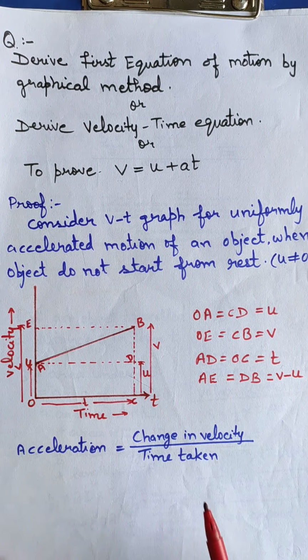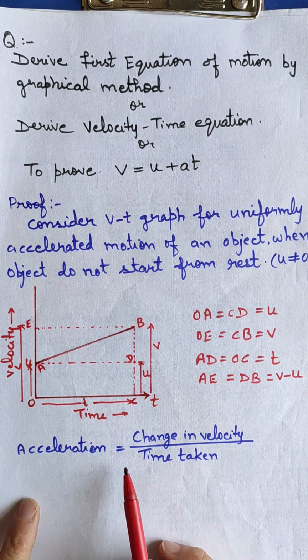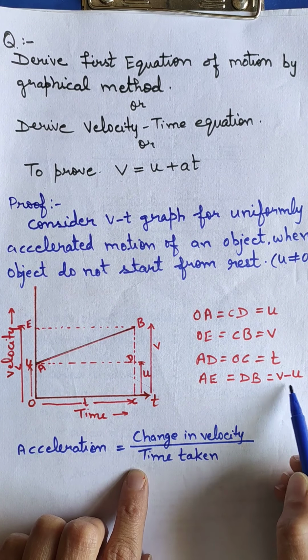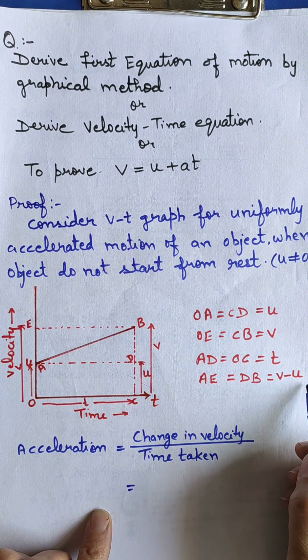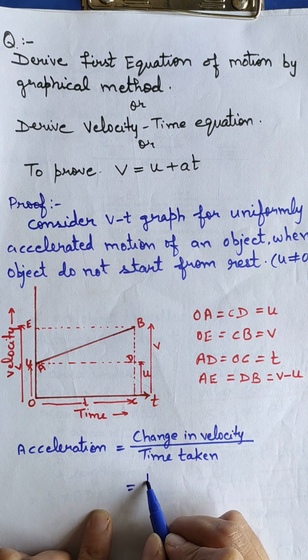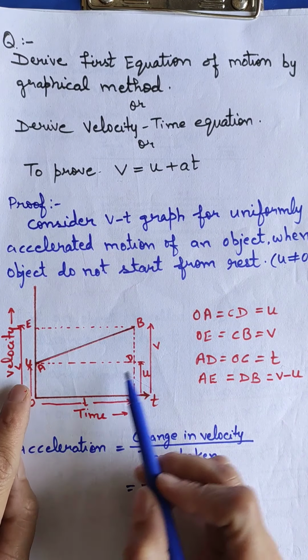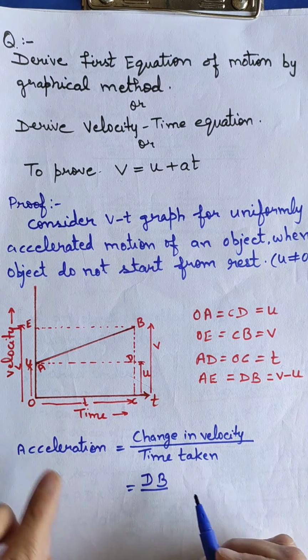velocity. So for deriving first equation, we will use the concept that acceleration is equal to change in velocity divided by time taken. So change in velocity is, that is v minus u, or simply first of all we will write DB. And for this change, how much time has been taken? That is OC.